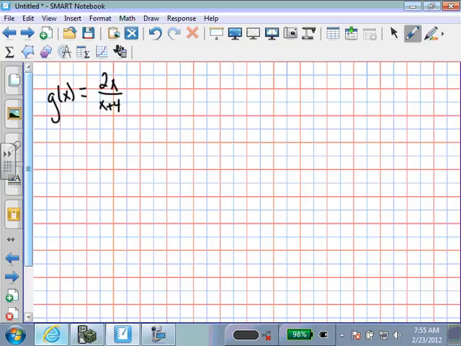So here we go. My domain would be all real numbers, except x cannot be -4, right, because that would zero out the denominator.